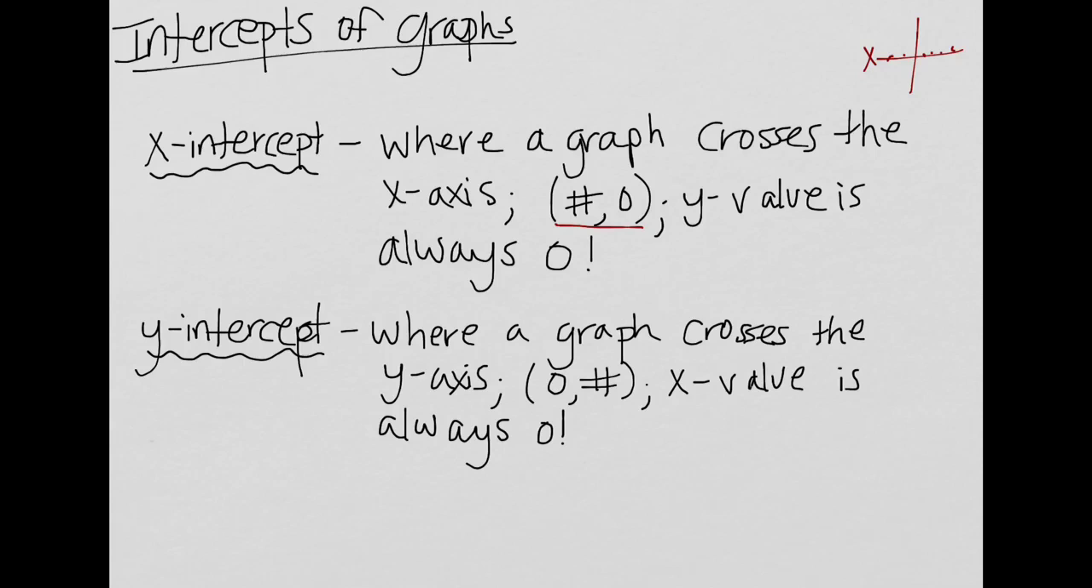Same thing with the y-intercept. The y-intercept is where it crosses the y-axis, obviously. And it's in the form of 0, comma, a number, because now the x value is always 0. If we're sitting on the y-axis, the vertical axis, we haven't moved left or right, so the x value is always 0. So keep that in mind. If I want to find the x-intercept, I'm going to plug in 0 for y. If I want to find the y-intercept, I'm going to plug 0 in for x. It's like opposite. So if you want to write yourself a note, think opposite, and we'll go through some examples in a minute to show you what I'm talking about.